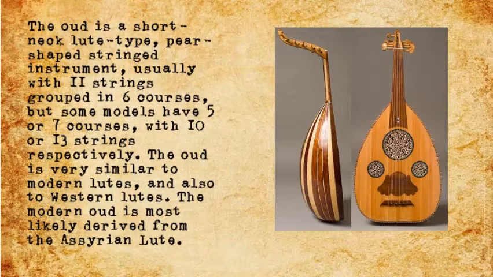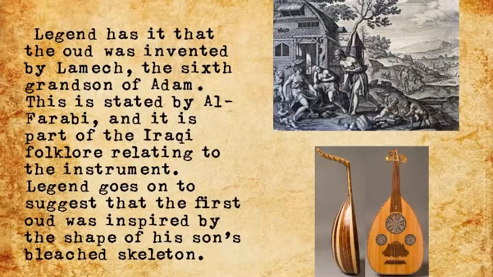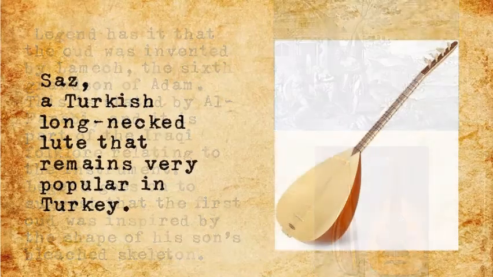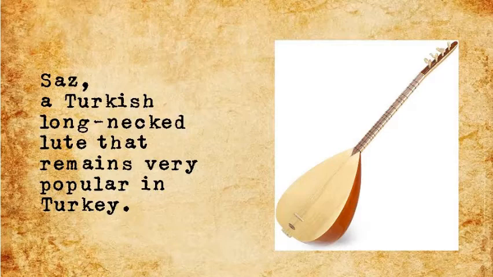The modern oud is most likely derived from the Assyrian lute. Legend has it that the oud was invented by Lamech, the 6th grandson of Adam. This is stated by Al-Farabi, and it is part of the Iraqi folklore relating to the instrument. Legend goes on to suggest that the first oud was inspired by the shape of his son's bleached skeleton. There is also a Turkish long-neck lute that remains very popular in Turkey.